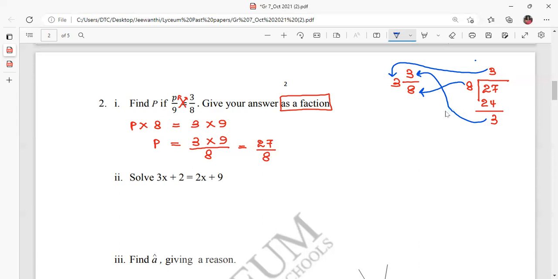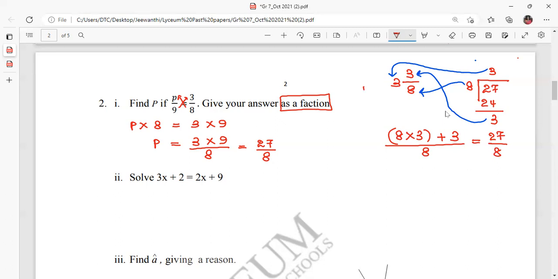The same way, let's say you want to convert this mixed number into an improper fraction. How do you do it? First, you multiply the denominator and the whole number, 8 times 3. Then you add the numerator value and you keep the denominator as it is. 8 times 3, 24. 24 plus 3, 27. 27 over 8. So this is how you convert a mixed number into an improper fraction.